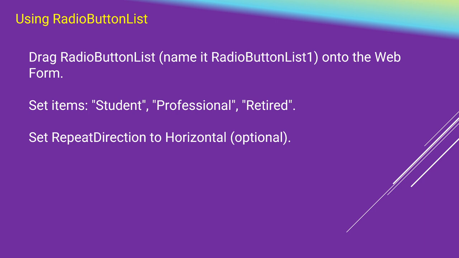Let us explore another useful control, the radio button list. Drag a radio button list onto your web form and name it radio button list 1. Add items like student, professional, and retired to represent user types. You can also set the repeat direction to horizontal for better layout. This control automatically groups options and simplifies layout.